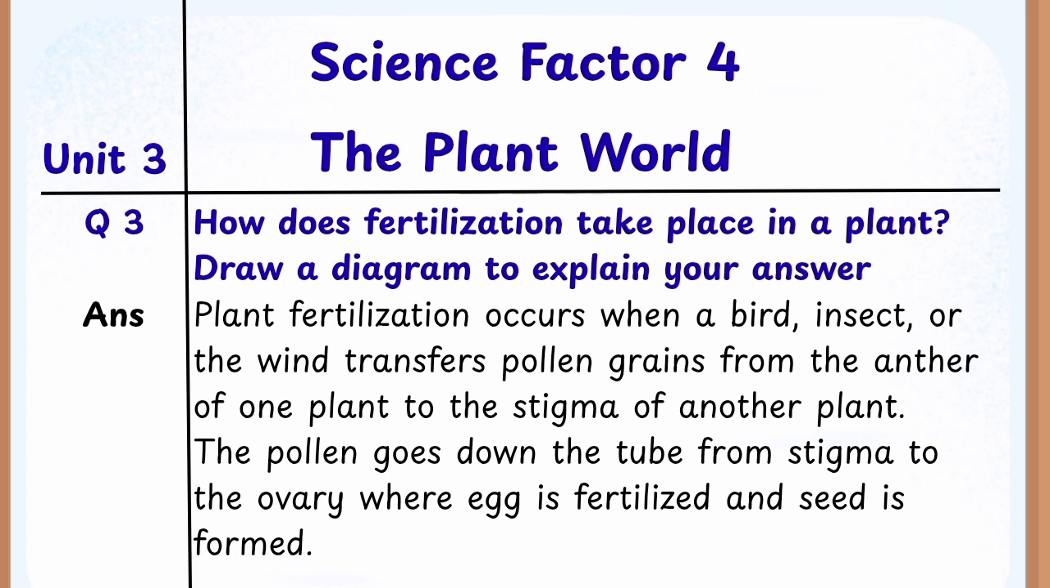The answer to this question after drawing the diagram would be, plant fertilization occurs when a bird, insect, or the wind transfers pollen grains from the anther of one plant to the stigma of another plant. The pollen goes down the tube from stigma to the ovary where the egg is fertilized and seed is formed.